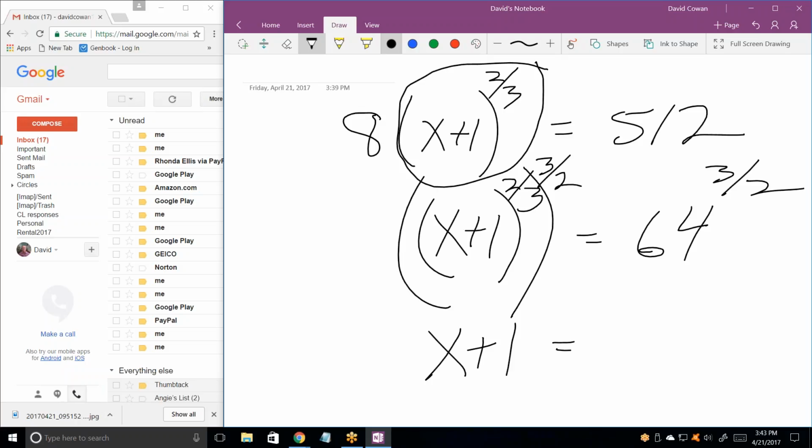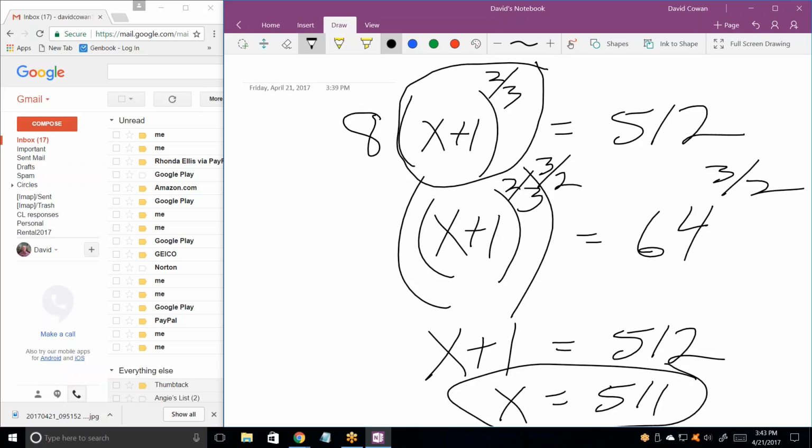And 8, and then you cube that. Cubed is 512, believe it or not. In other words, 8 times 8 is 64, times another 8 is 512. Yeah. So, x is equal to 511. Okay? So the secret on all of these problems is to isolate the exponential part.